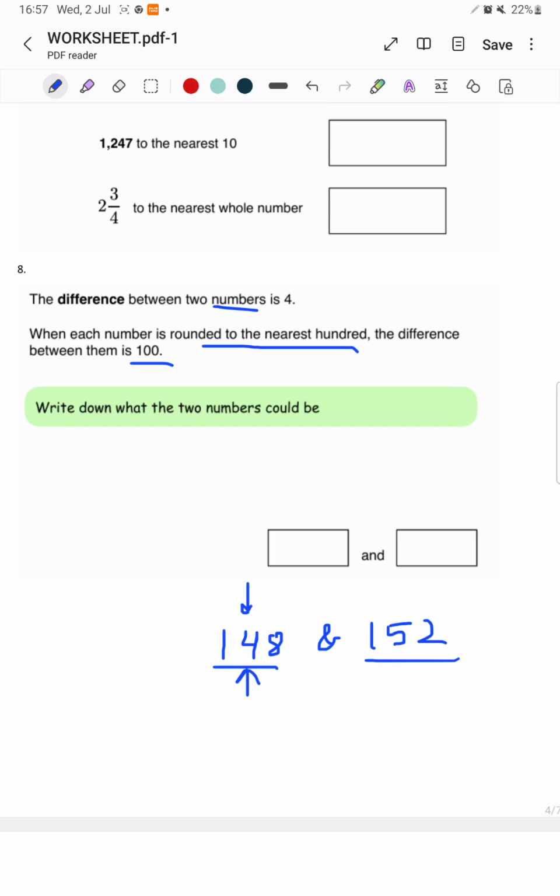Why am I taking it this way? Because I need the difference between them as 4. Another option, I can take 149 and I can take 153 also, and there are so many other options available. Let's say if I have 248 and I have 352, that also works. These two numbers are very important because we have to round them to the nearest hundreds, and after that we have to make sure the difference is 100.